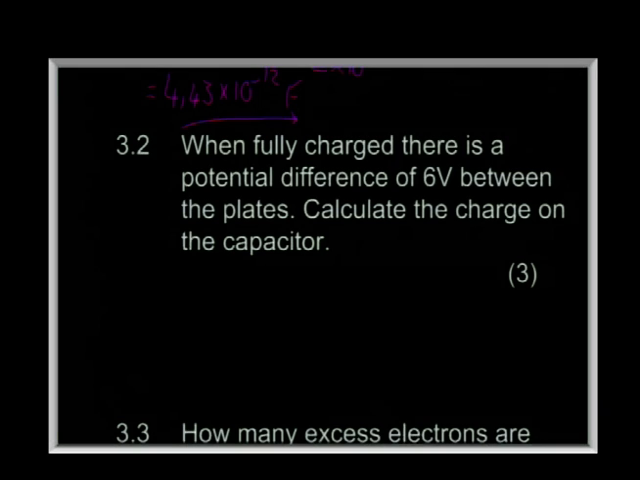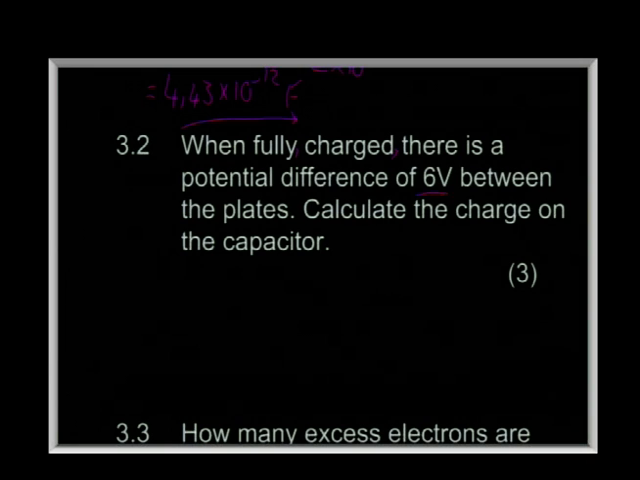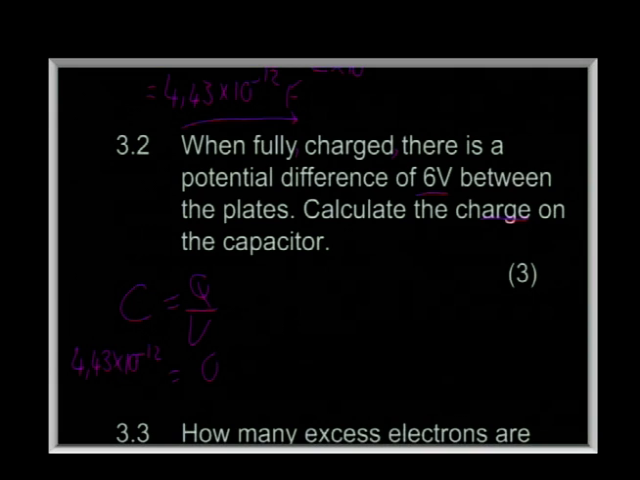So it says here, when fully charged, there is a potential difference of 6 volts between the plates. Calculate the charge on the capacitor. So we know that capacitance is equal to charge divided by potential difference, and we've got the potential difference there. It's 4,43 times 10 to the minus 12, and we know that we're wanting to find the charge because we were told the potential difference was 6 volts.